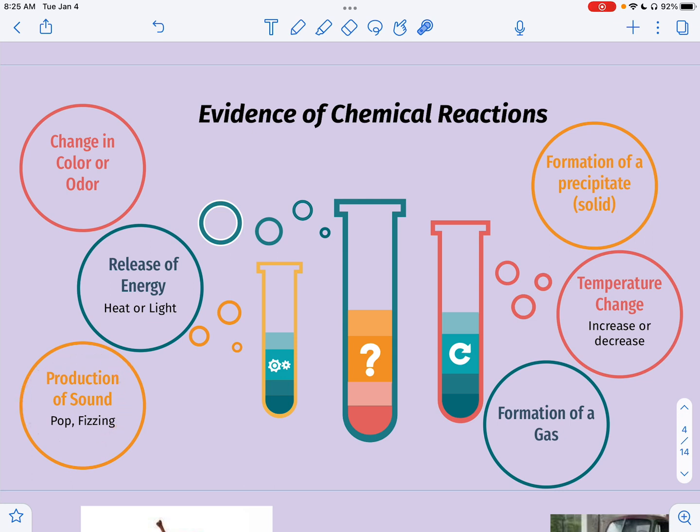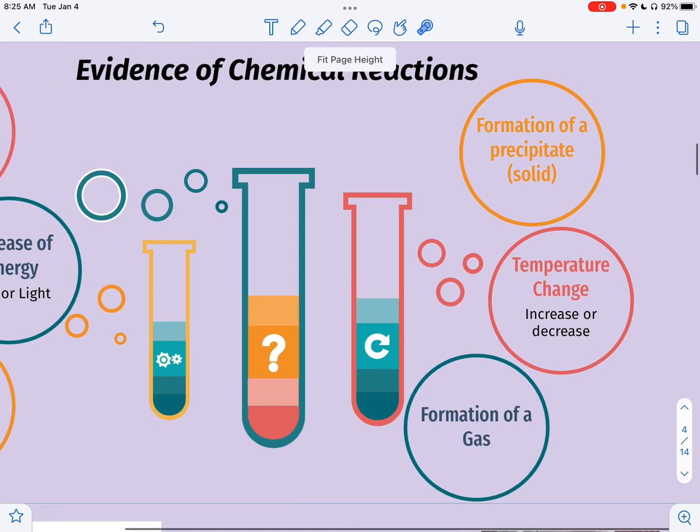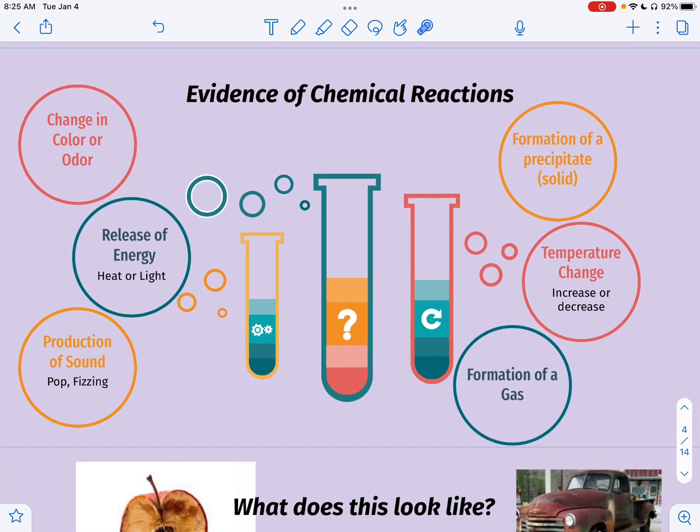Production of sound, so you might hear a pop or a fizz. Forming a solid. Now, in chemistry, we give that solid a name. We call it a precipitate, and that might look like a cloudiness in your test tube, or it might look like flakes. Those types of things are formed in a few reactions. Also, temperature change, increase or decrease of a temperature, or the formation of a gas. You can see that bubbling or that fizzing. These are all signs that a chemical reaction is taking place. You're getting a new product after those elements and atoms have been rearranged.